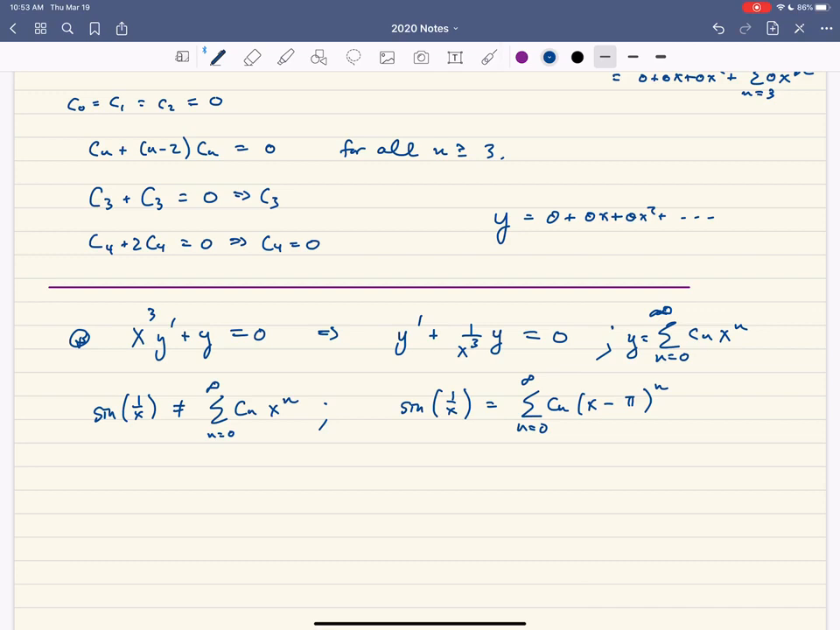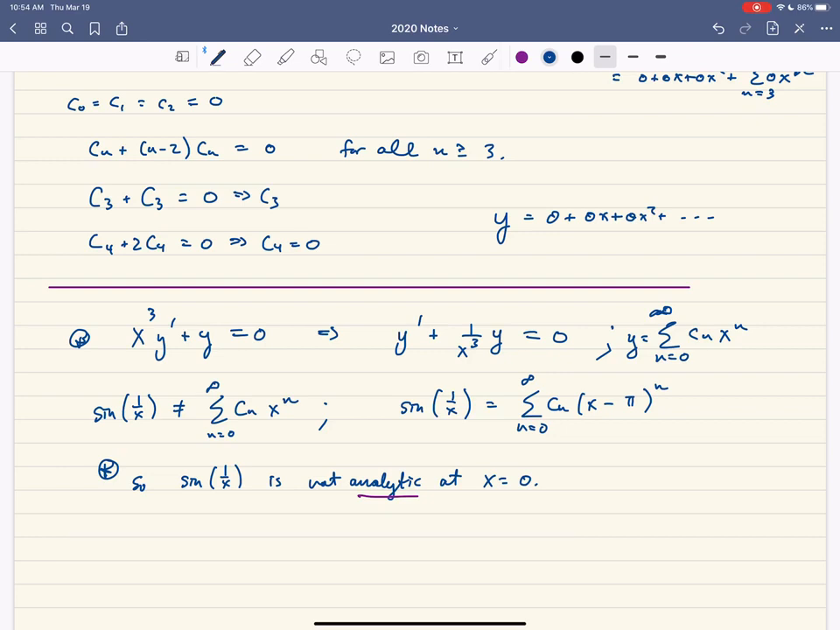So the terminology that we use is that sine of 1 over x is not analytic at x equals 0. The word analytic here just means a function is analytic if you can write it as a power series. And so that's the issue that we're going to contend with here.